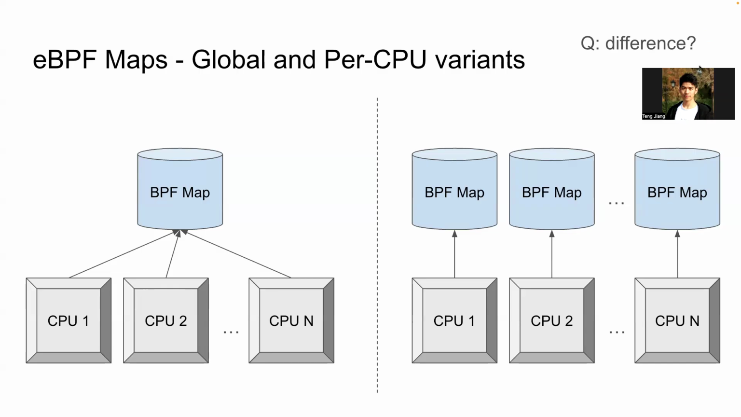Do you have any idea what's the potential difference of the two? I have an idea, but I'm curious, when you say per-CPU, is this per actual CPU? It's actually CPU. So if the program is executing on CPU 1, it will interact with this map, right? If it's on CPU 2, it will interact with another map.